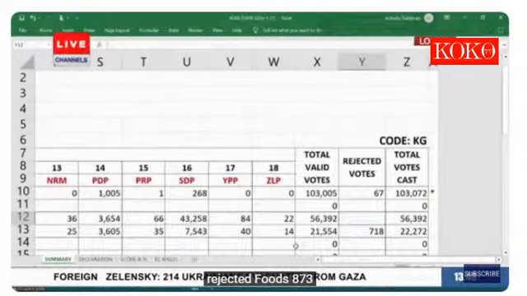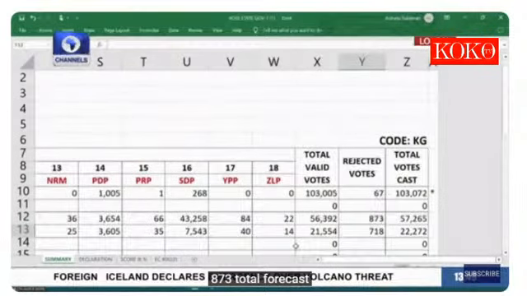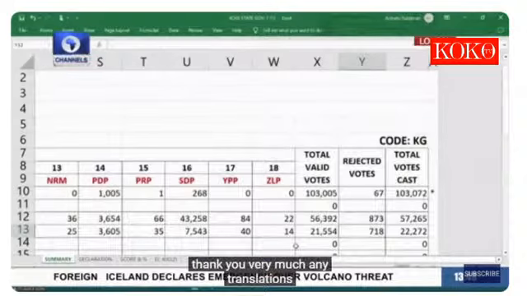Rejected votes 873. Total vote cast 57268. Okay, thank you very much.